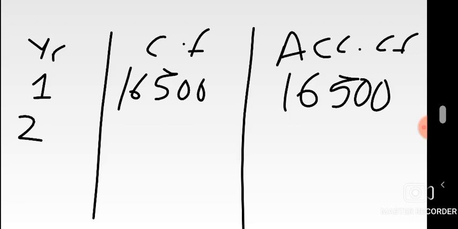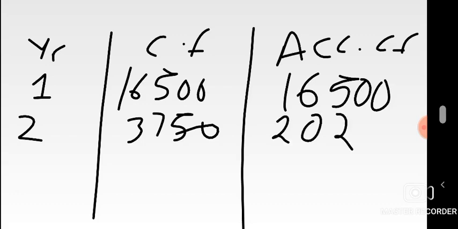Year 2, 3,750. That was the next cash flow, right? Again, this was million. I'm just removing the last 3 zeros. Then, what does accumulated mean? Meaning the figures will keep on adding up in that last column. So you're at 16.5. You've received another cash flow of 3,750. What do you land at this point? This will be 20.250.